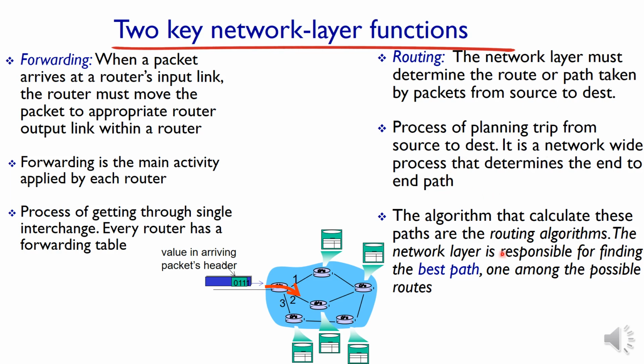The algorithms that calculate these paths are the routing algorithms. The network layer is responsible for finding the best path, one among the possible paths. So we need to study the routing algorithms in detail. The duty of the router is to perform routing based on the routing algorithms. These routing algorithms will tell the router which among the paths is the best path. This is one main activity, as well as forwarding. These are the two activities performed in the network layer.